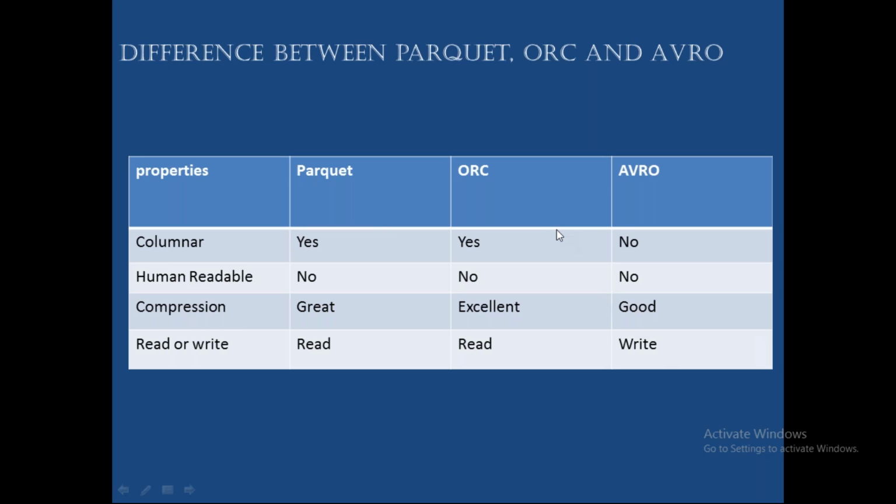Okay, so these are the few things that you need to remember with respect to Parquet, ORC, Avro. Remember, Parquet we will mostly use in Spark, but ORC and Avro people will use mostly in the Hadoop ecosystem, like Hive and other things, Kafka and those places.